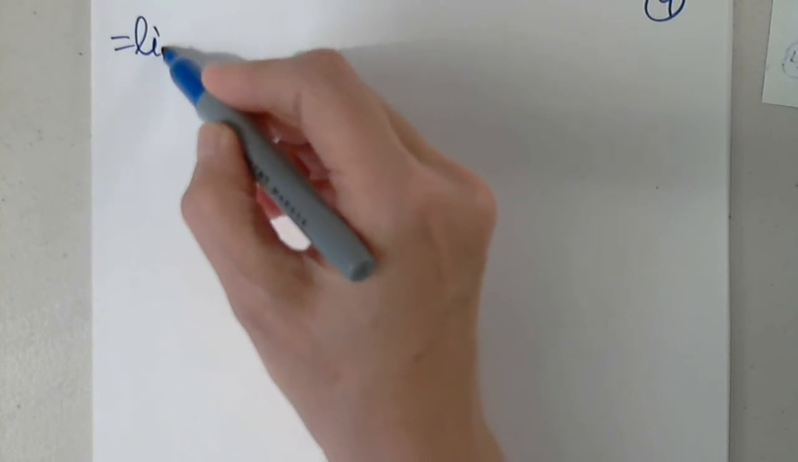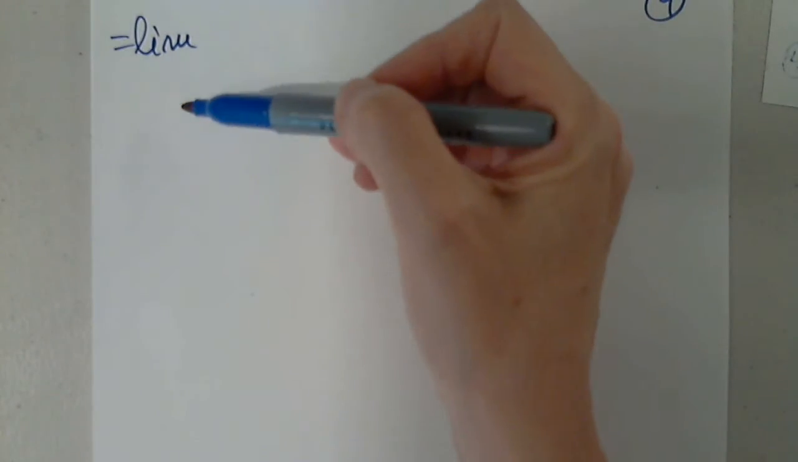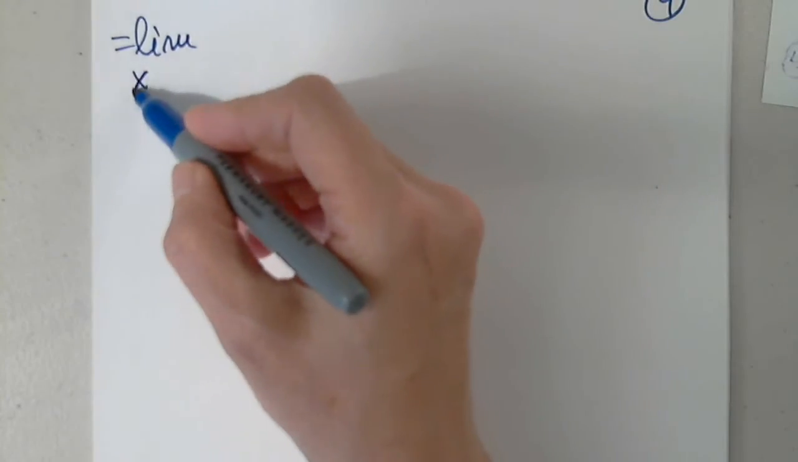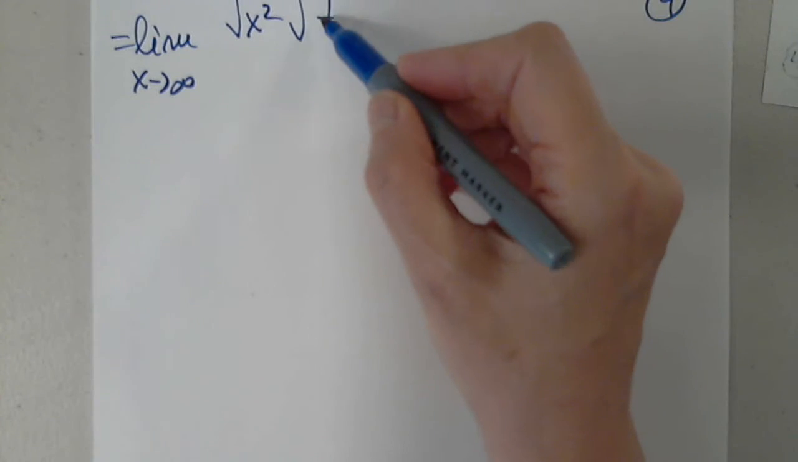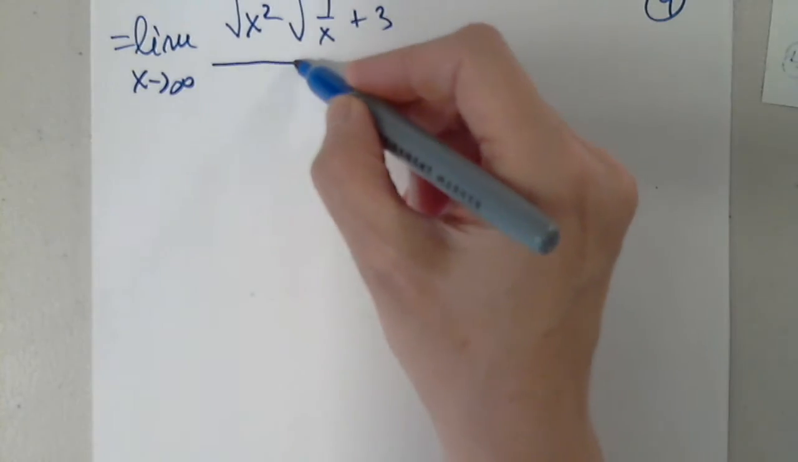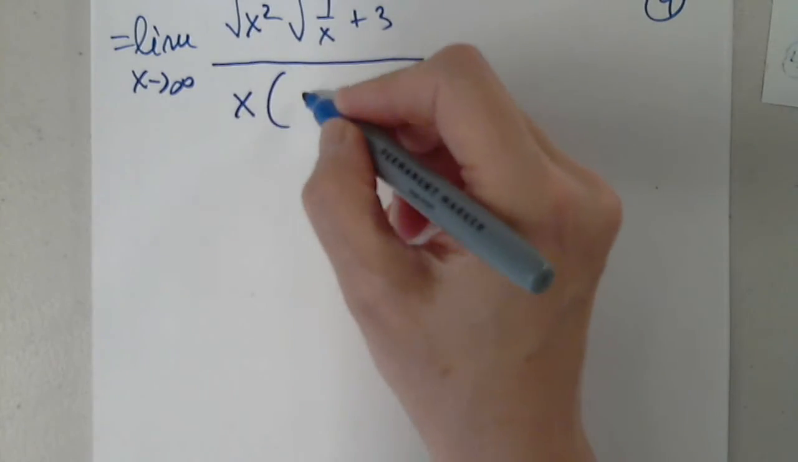So I'll continue from here. So then this is the limit. Do not drop the limit operator till the very last step. It will make no sense. So I write the square root of x squared times the square root of 1 over x plus 3, everything divided by this.